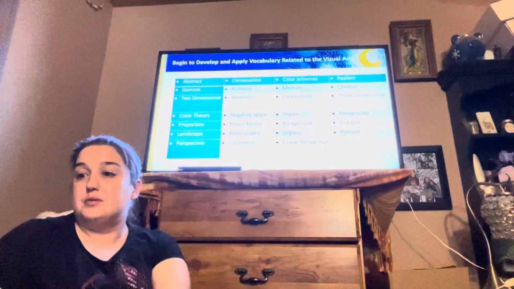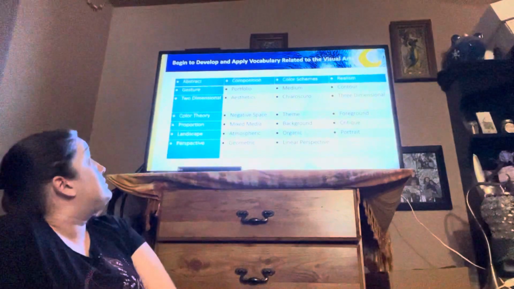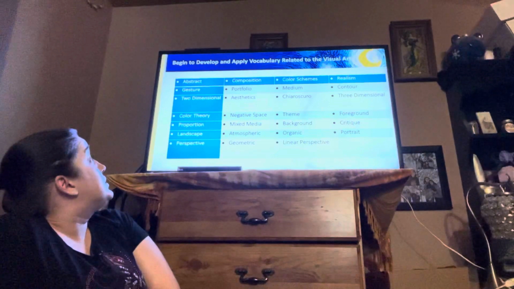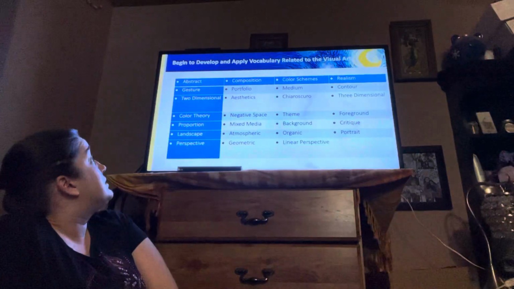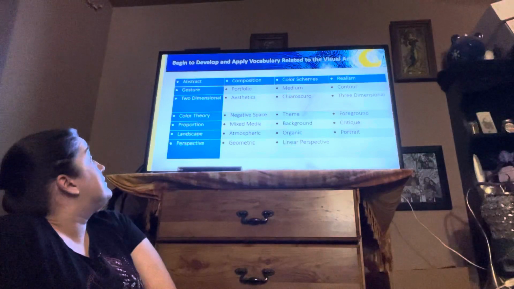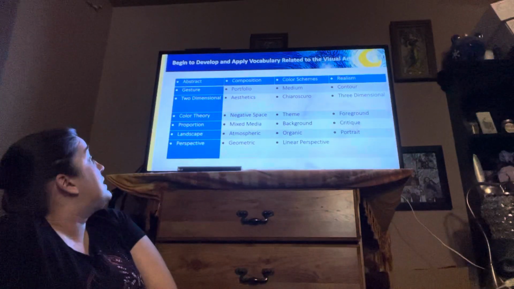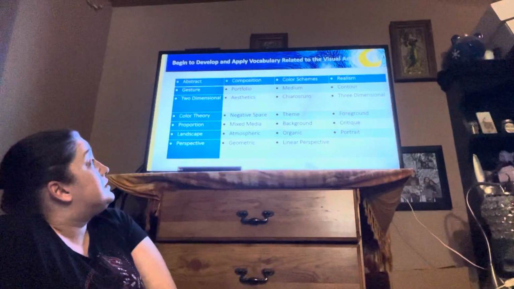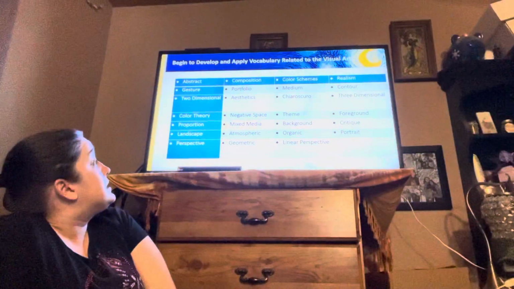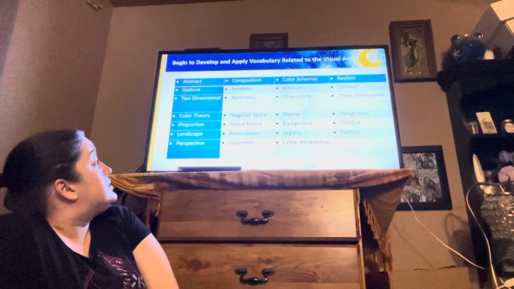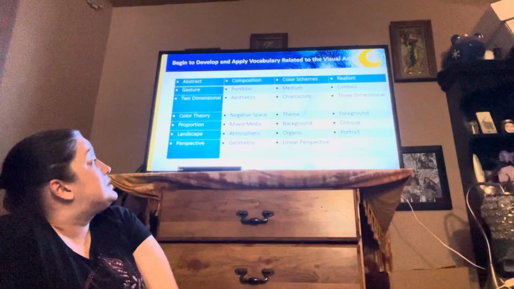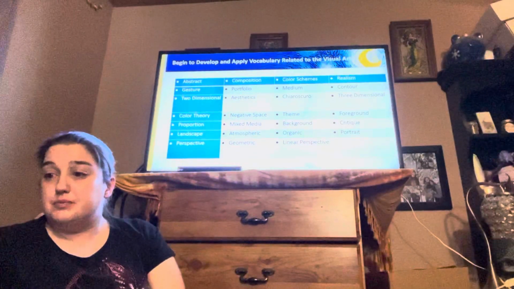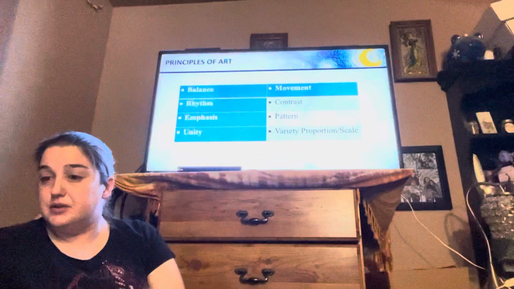And with that, I would like you to use the vocabulary we're working on, and here's our vocabulary. So when we're going to critique, I'd like you to use the vocabulary like proportions, and if it's a landscape, a perspective the artist is using, what kind of composition, what mediums are they using, are they using negative space or positive space? So when we're doing that, I would like you to use the vocabulary.